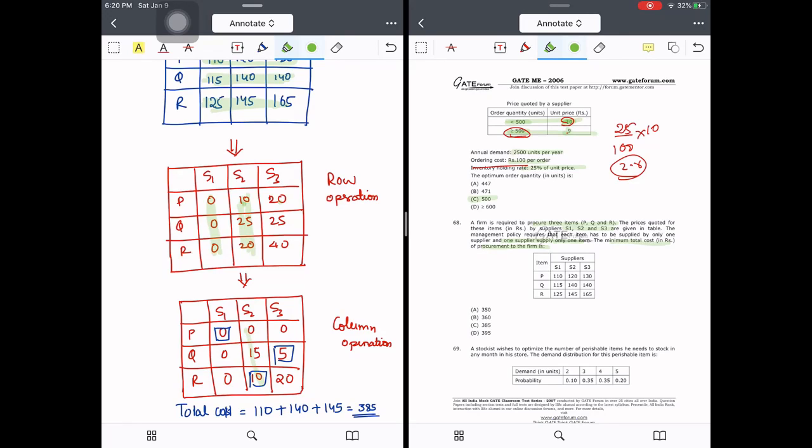The same thing here: take the minimum value and subtract it from the others. Again, I will take the minimum value, that is, I think 10, and subtract it from the others. Again, I will take the minimum value and subtract it from the others. Once I did that, I found zeros in all the rows and all the columns. So I will first take the 0 value.